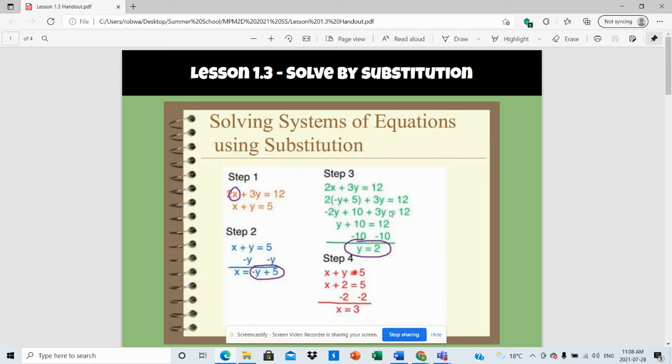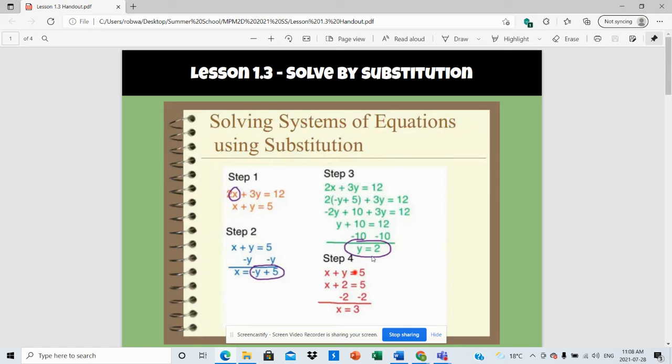Remember, when we move that 10 to the other side of the equation, it's going to take on the opposite operation. So positive 10, when it comes over to the other side of the equal sign, is going to become negative 10. So now we'll have y equals 12 minus 10, or y equals 2. Now we've solved for y.